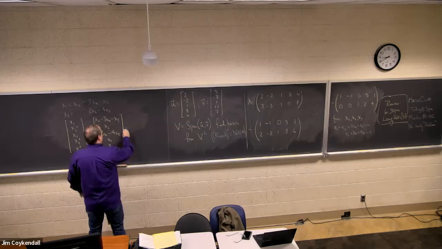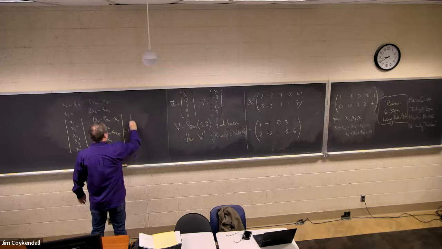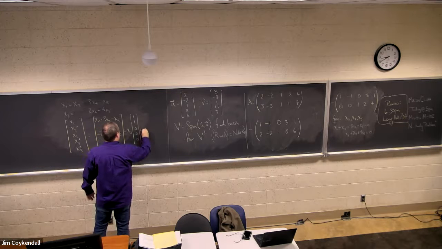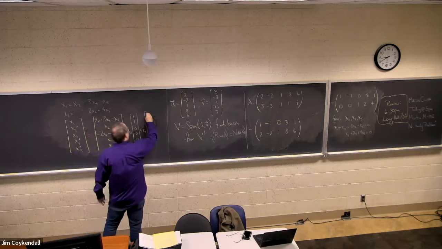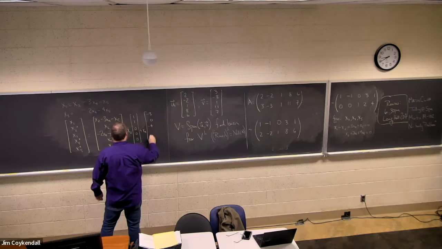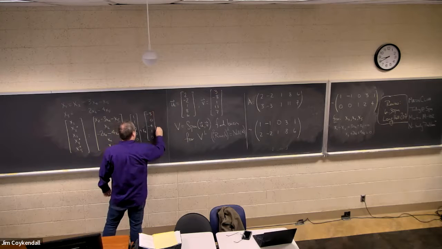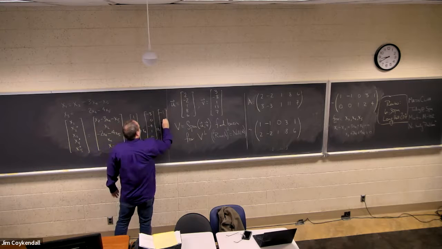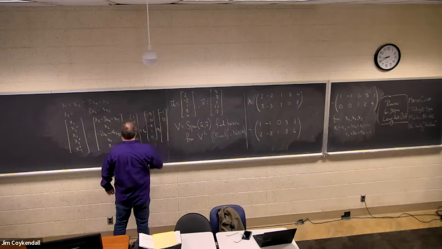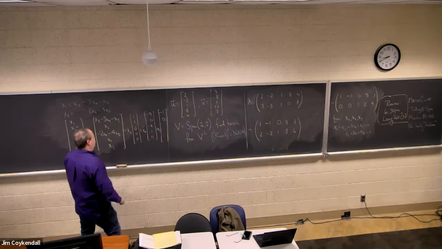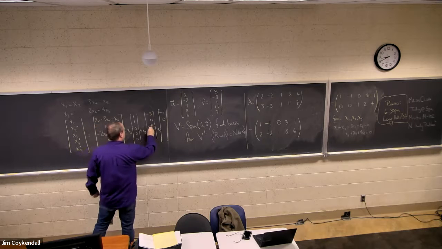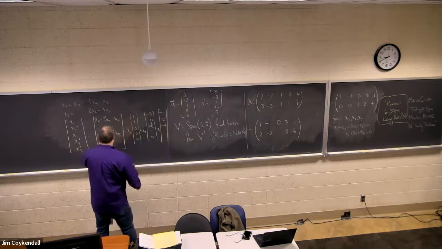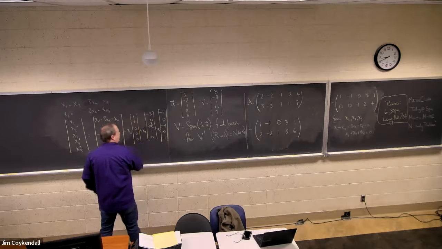So this is X2 times 1, 1, 0, 0, 0, plus X4 times negative 3, 0, negative 2, 1, 0, and X5 times negative 1, 0, negative 4, 0, 1. So the basis I get.